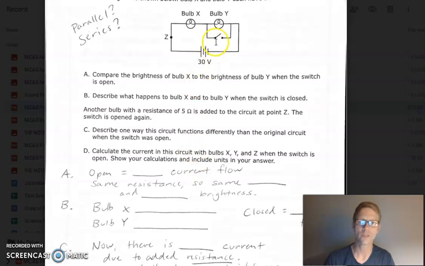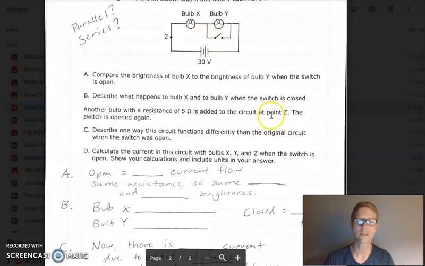Bulb X and bulb Y, when the switch is closed. When the switch is closed, again, we're just describing. So when the switch is closed, that means it allows current to flow. So bulb X is suddenly going to get all of the current flowing through the circuit. Bulb Y is going to get none. The reason it's going to get none is all the current's going to flow around. So bulb X gets really bright, bulb Y turns off because all the current flows around it.